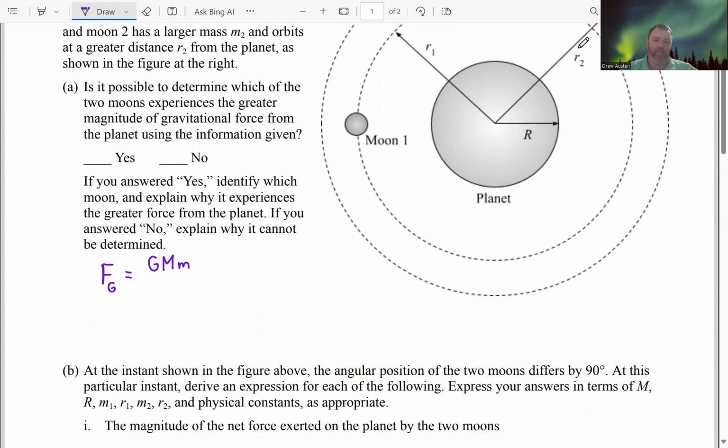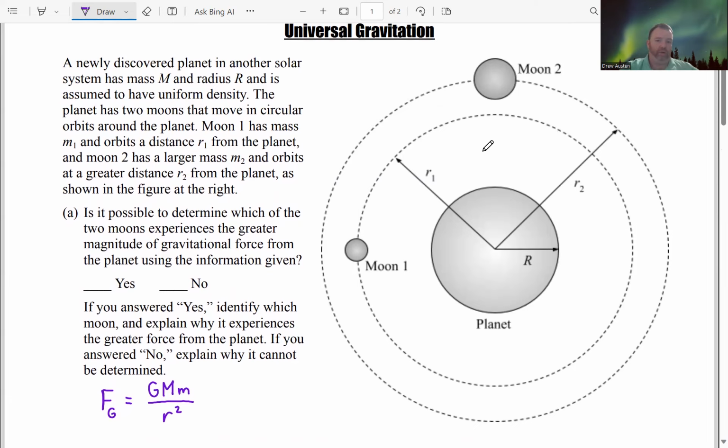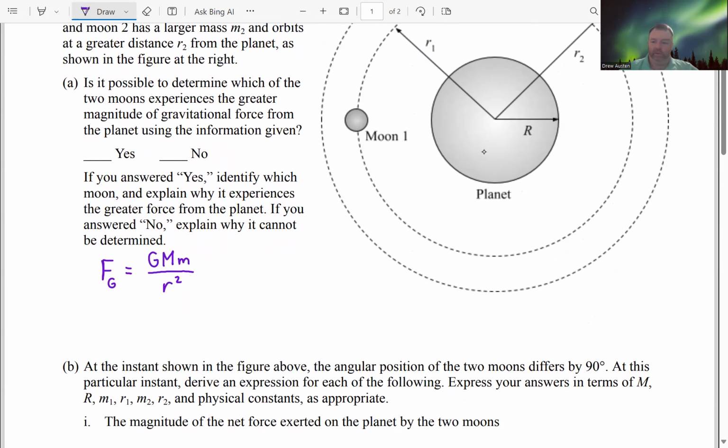I'm just going to call that m without the 1 or 2 subscript, and I'm going to divide that by the distance R squared for each moon from the planet, and I'm going to leave off the subscript again because in one case it's going to be M1 and R1, and in the other case it's going to be M2 and R2. We just want to compare those two formulas. Well, if we look at the diagram, the moon with the larger mass is farther away. So when this m is larger, this R is also larger.